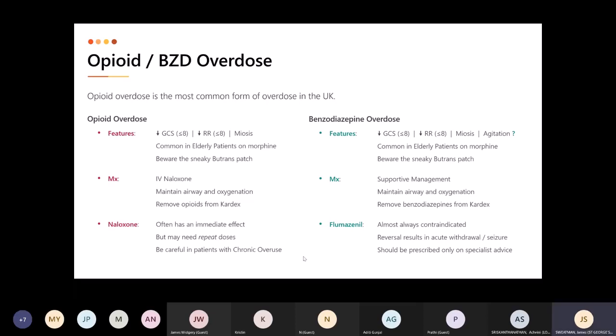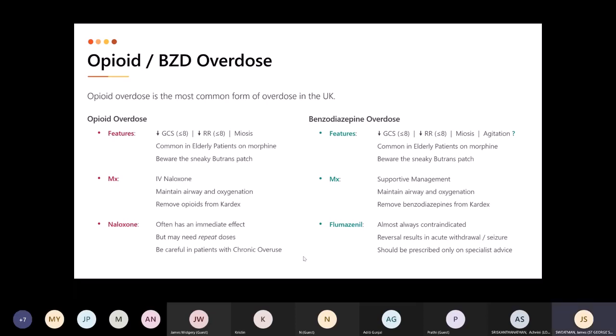The management is IV naloxone, and you can give IV naloxone every 5 to 10 minutes based on effect. It should reverse very quickly, but patients will often need more than one dose of naloxone. And then you obviously have to give supportive care, so maintain the airway and oxygenation, and remove the opioids from their Cardex, or at least think about what you can give as an alternative.